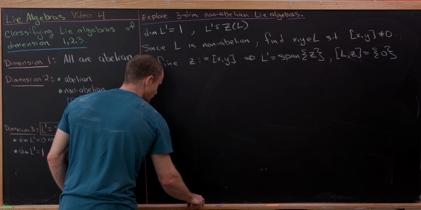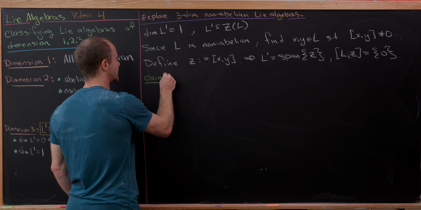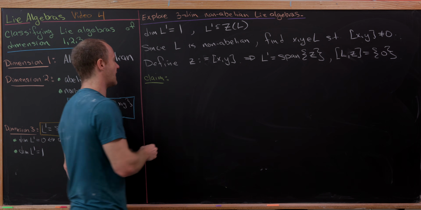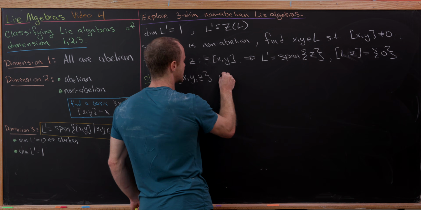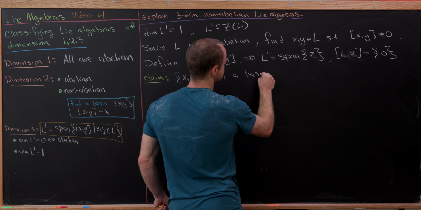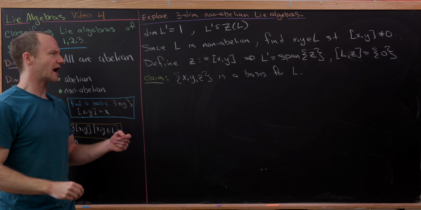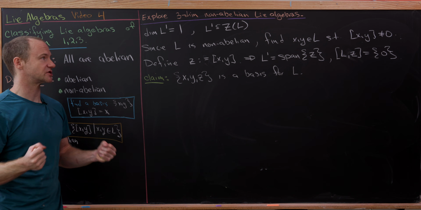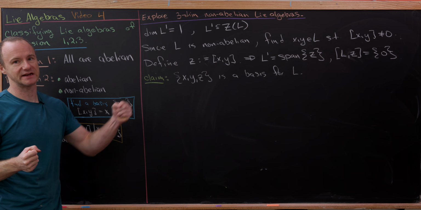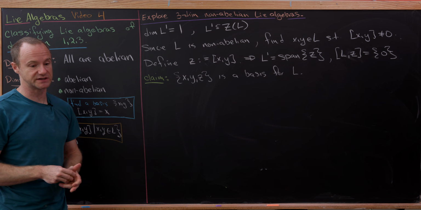Okay, now we're going to move on to the following claim, which will essentially finish this whole thing off. And that is that the set containing x, y, and z is a basis for L. So what are x, y, and z? Well, x and y were any two vectors from the Lie algebra whose bracket is non-zero, and z was their bracket. That's really all there is to it.